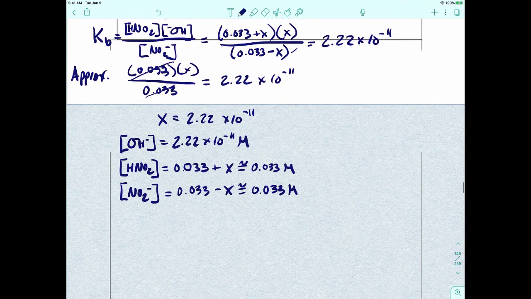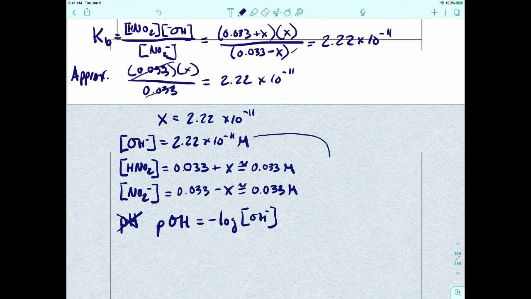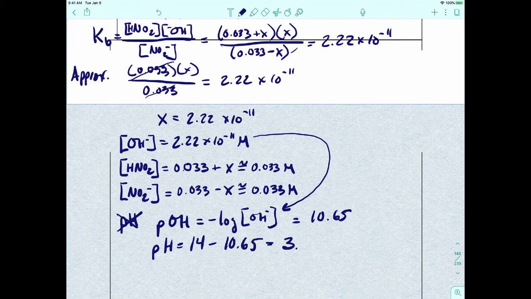All right, so last thing, let's find the pH. The pH, we can't find directly. We've got to find pOH first. So pOH is going to be equal to the negative log of the concentration of hydroxide ion, which we know is 2.22 times 10 to the minus 11th. If we pop that in and take the negative log of that concentration, that gives us 10.65. And so if we solve for pH by taking that value and subtracting it from 14, that should give us a pH of 3.35.